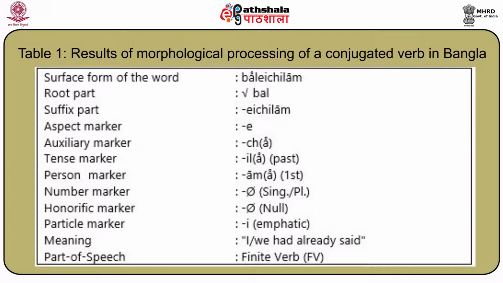Then further analysis of the suffix part says that it constitutes an aspect marker a, an auxiliary marker cha, a tense marker illa, a person marker am, a number marker 0, honorific marker null, and a particle marker e, emphatic, which is embedded with the suffix part. And the meaning of this we had already said, and the part of speech is a divided verb.